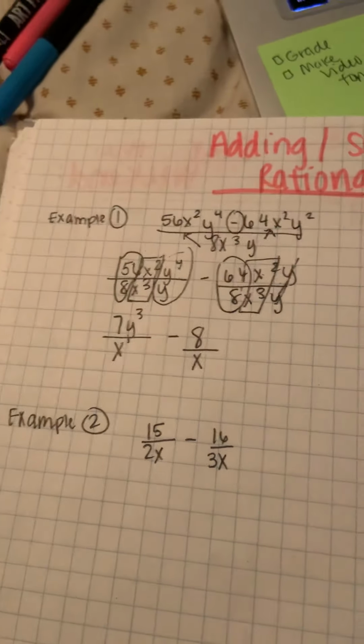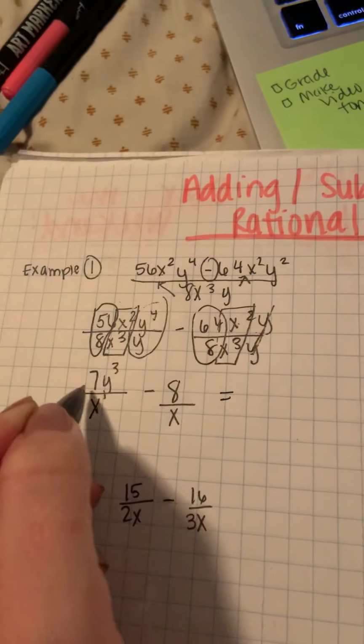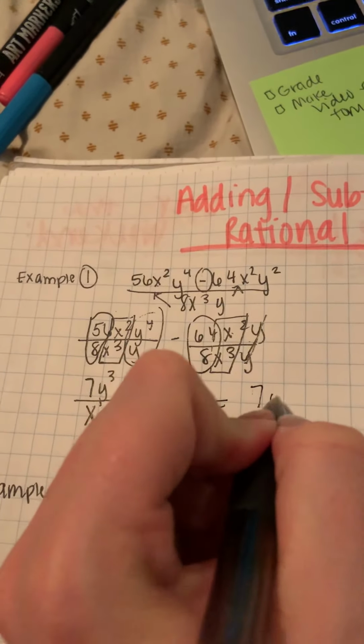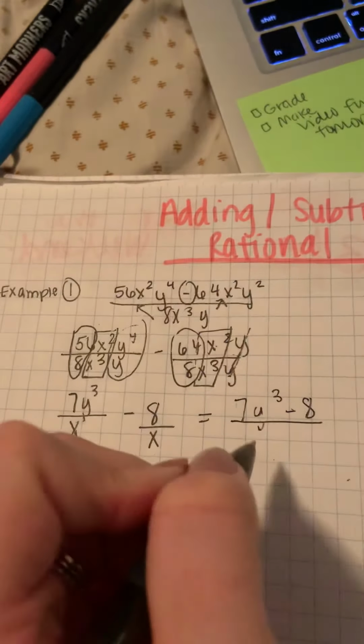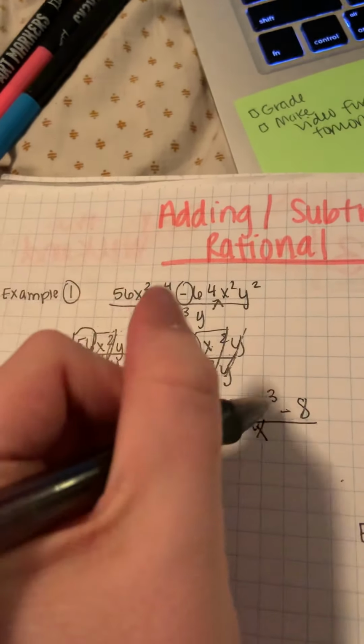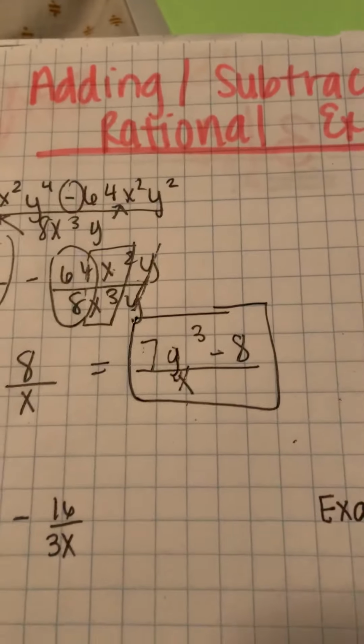All right, now since I have common denominators, I can just write this as one expression. 7y cubed minus 8, all over x. And that would be my final answer. 7y cubed minus 8 all over x.